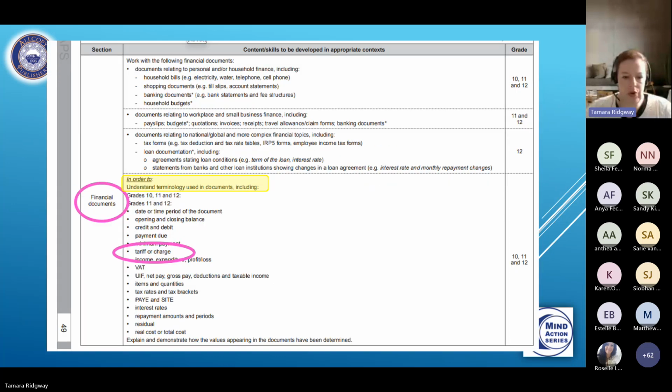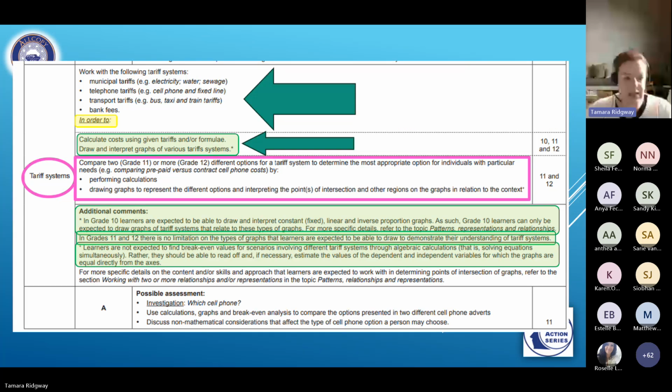We also see it now on financial documents. So how have they incorporated it under that? In order to understand terminology, there we can see tariff or charge. So we've got our ratio rate, we've got it under graphs, we've got it under financial documents. And then we actually have this huge piece, which is specifically on tariff systems.